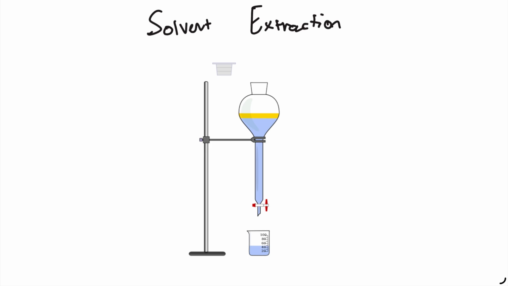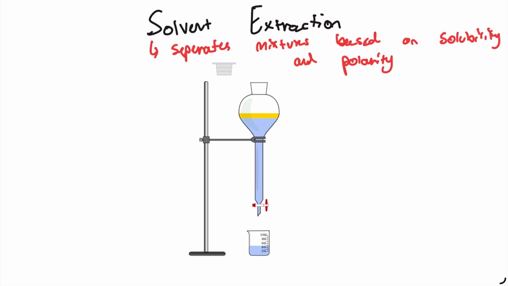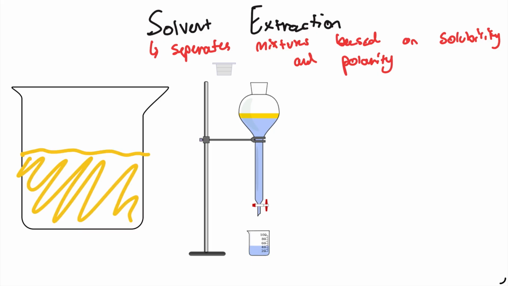Next up is solvent extraction. Solvent extraction separates mixtures based on their solubility and polarity. Imagine that in this beaker, I have this yellow-colored mixture. It's made up of two components, and I want to separate them from one another.